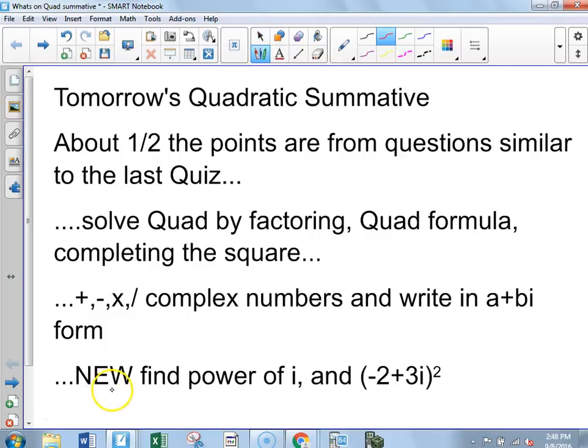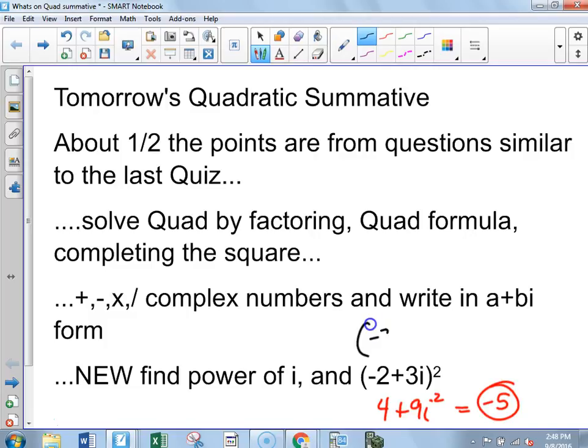There are questions about powers of i, and I have examples of that in a second, okay? There's also a question like this. And unfortunately, I think this is a really easy question, but some of you will write (4 plus 9i) squared, which would be minus 9. 4 minus 9 would be negative 5. Is that right? What's wrong with that?